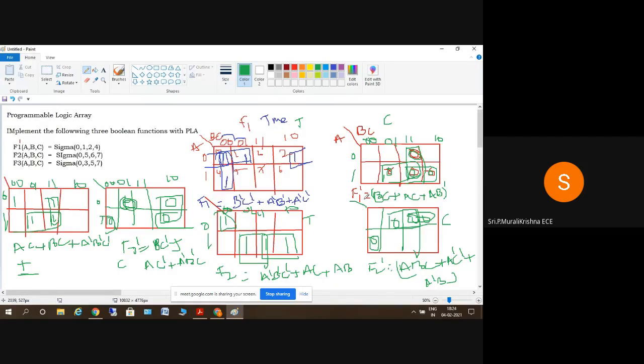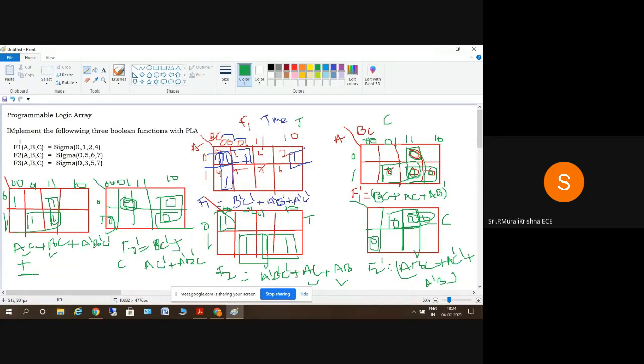So this is F1 and F1 bar, and this is F2 and F2 bar. Okay, so you can check here. This F1 value is BC plus AC plus AB. We have AC here, we have AB here, and I think I have BC here, I have AC here. So you can check here: B bar C bar. Where can we find B bar C bar? There is no B bar C bar.